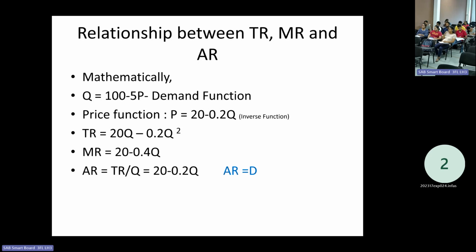So this is the demand curve. We will go into it later. This is the marginal revenue.